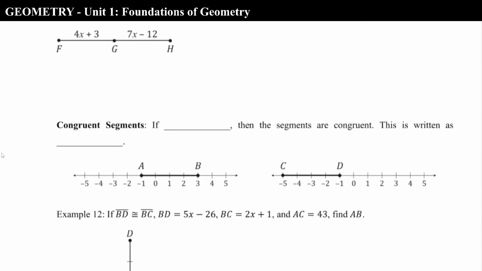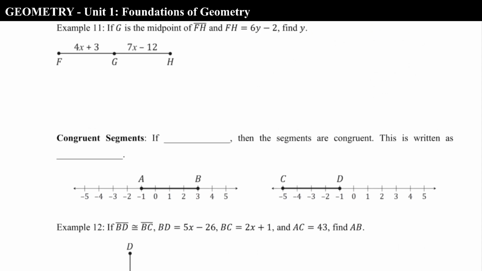And for example 11, oops, let's not cut it off. If G is the midpoint of segment FH, and FH equals 6y minus 2, let's find y. Now you are reading that correctly. That is a y there. We're looking for y. But we're given x values for FG and GH. We're given those lengths in terms of x. We can still do this, okay?